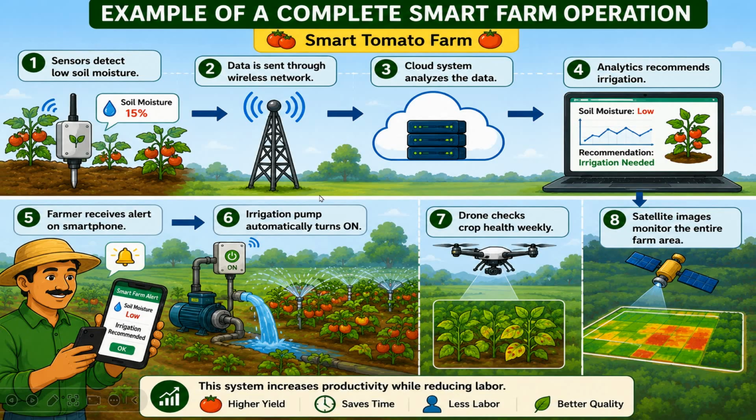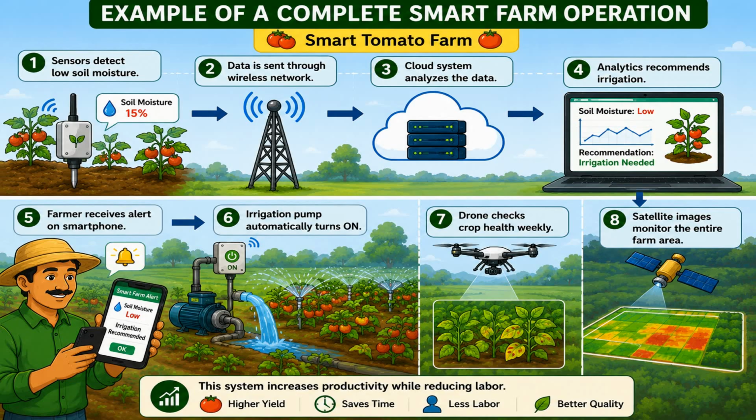Now at the same time, the system can automatically switch on the irrigation pump, supplying water to the tomato plants without manual intervention. And here there is a drone which checks the crop health weekly, flying over the farm, and it captures crop images every week and helps identify diseases, pests or unhealthy plants. And the satellites monitor the entire farm area and provide large scale crop health information.